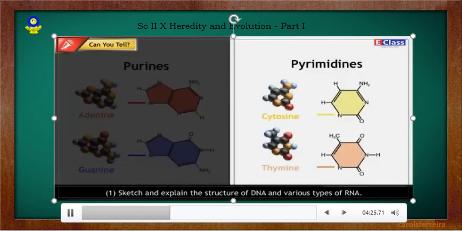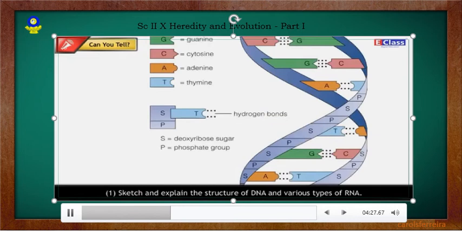Cytosine and thymine. 5. The adenine always pairs with thymine with double hydrogen bonds. 6. While cytosine always pairs with guanine with triple hydrogen bonds. 7. The helices remain bound due to these hydrogen bonds.